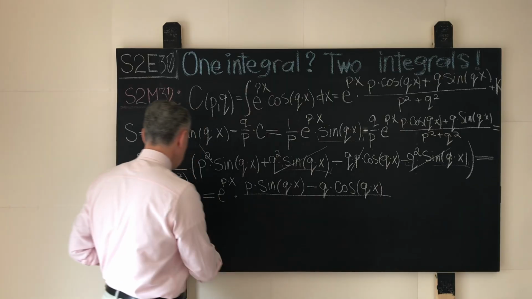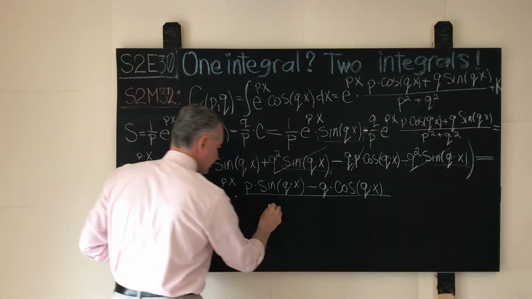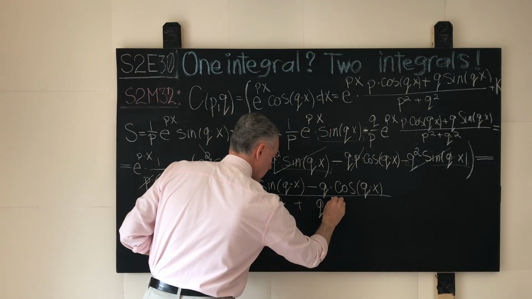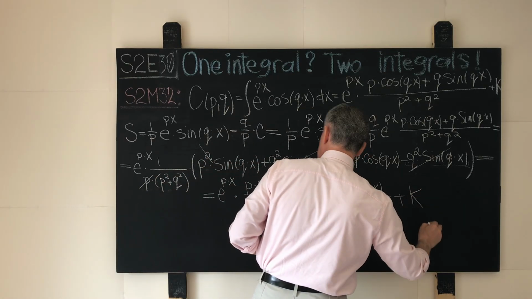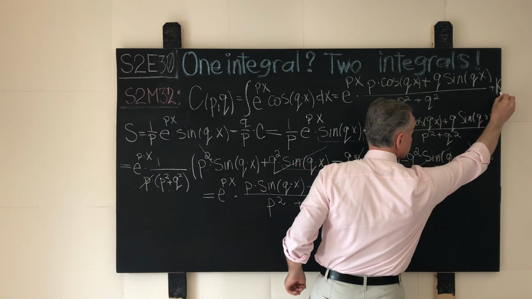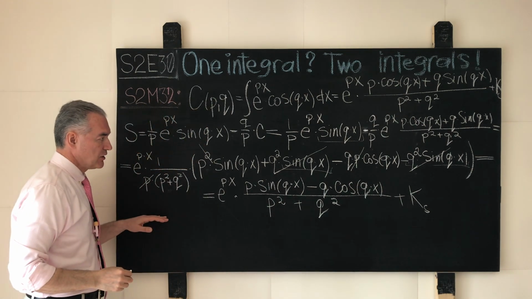And what is the denominator? The denominator is still one and the same sum of squares, p squared plus q squared, again, plus another constant. Let's say this was a constant associated with the sine. This is the constant associated with the cosine. And this is our answer.